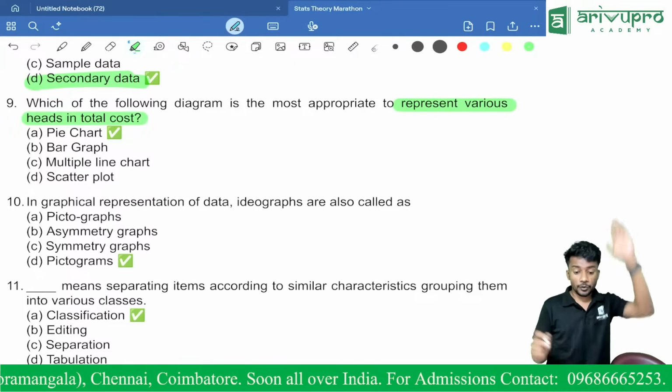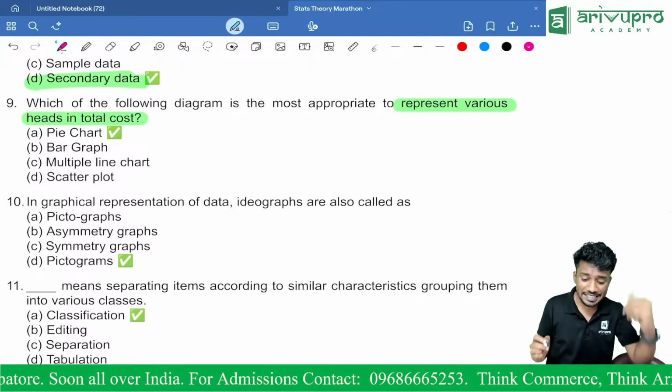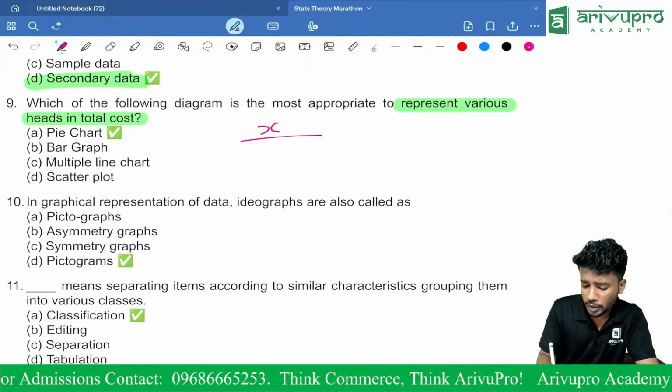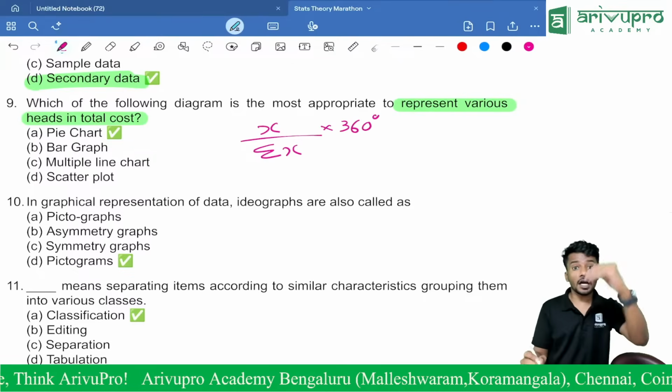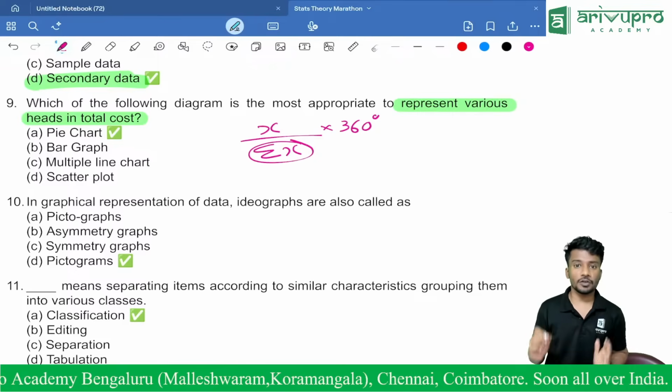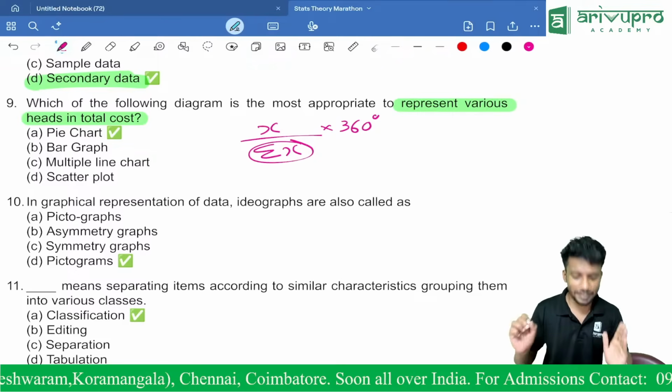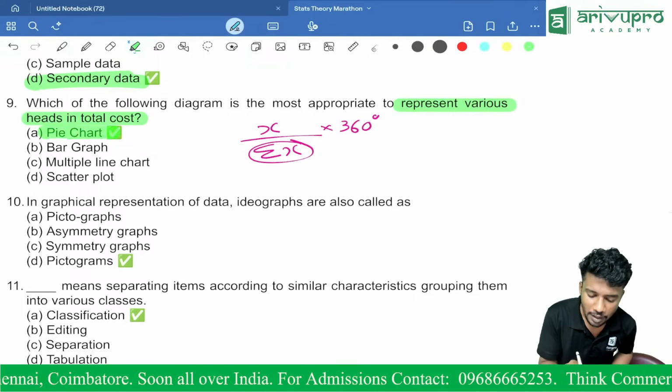Then which of the following diagram is most appropriate to represent various heads in total cost? Whenever we are doing questions based on pie charts, you remember the formula was x divided by sigma x into 360 degrees. That means we are including the total cost over there. The total cost is already there in the denominator. So answer is pie chart.